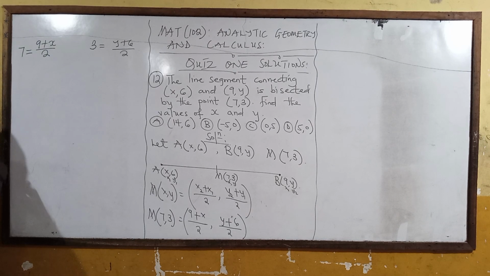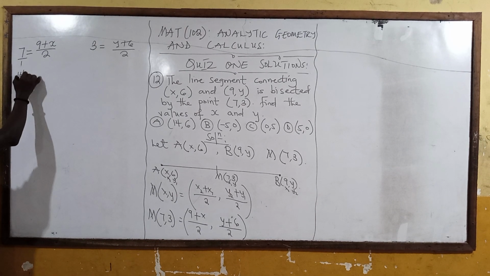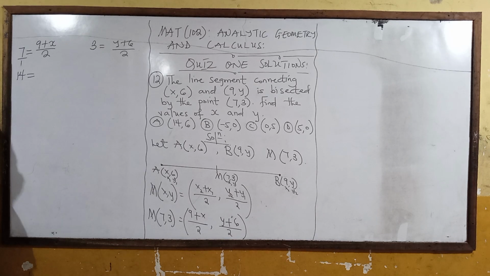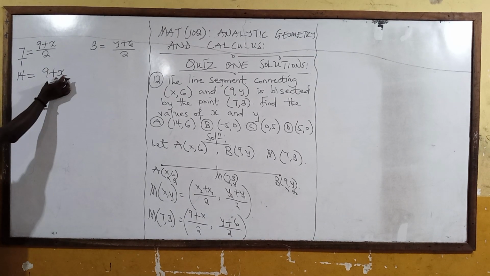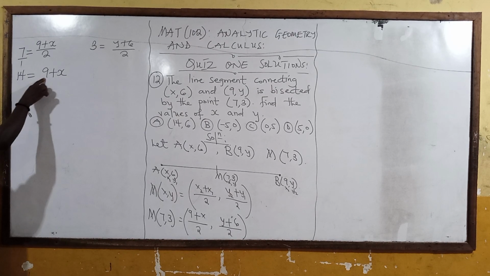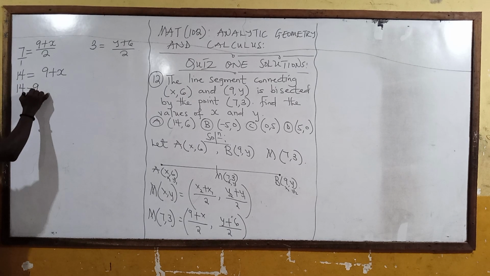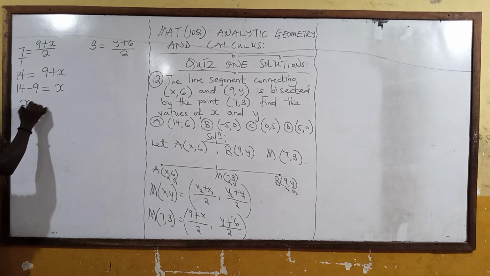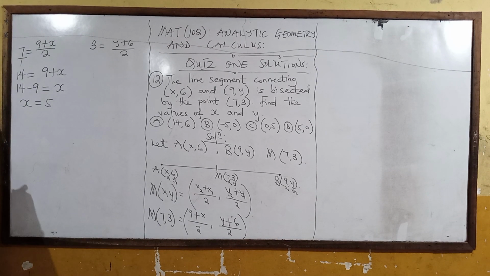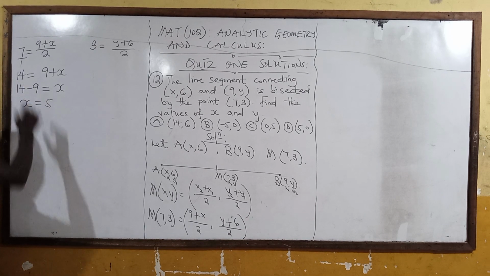Now what can we do? We can use cross products here. 2 multiplying 7 gives 14 equals 1 multiplying the expression 9 plus x, which gives 9 plus x. Now we want x, so what can we do? We have to send the integer 9 to the left hand side. Now 14 minus 9 equals x. So x must be equal to 5, since the difference of 14 and 9 is 5.